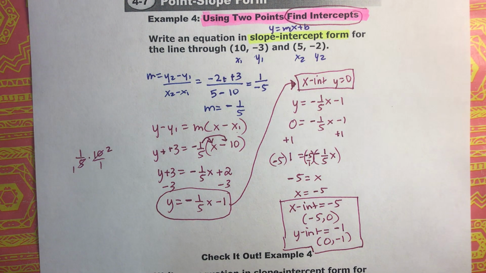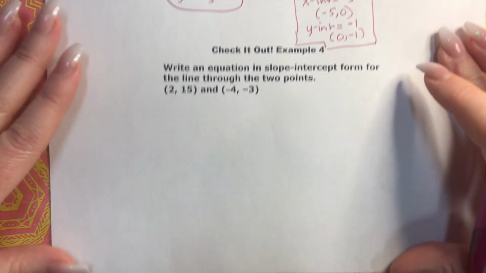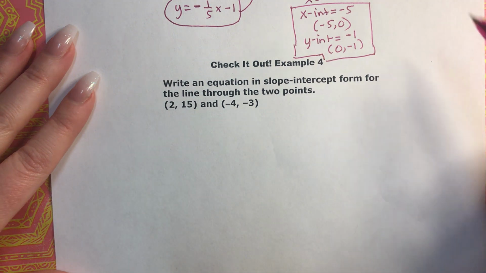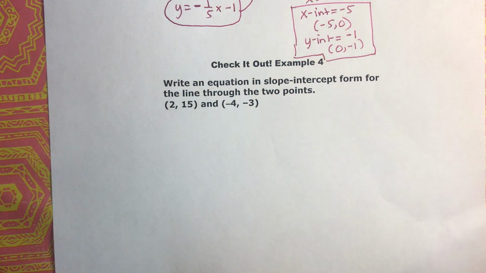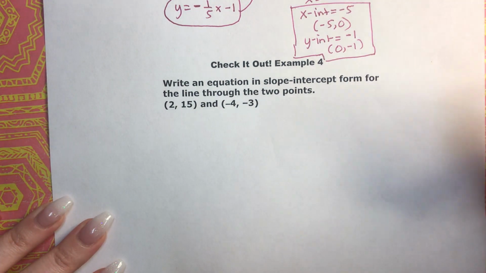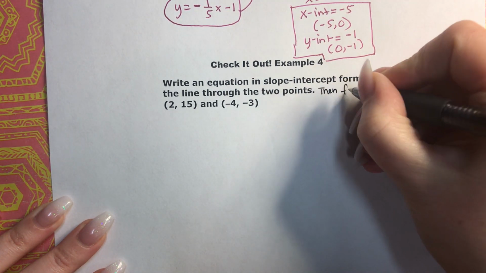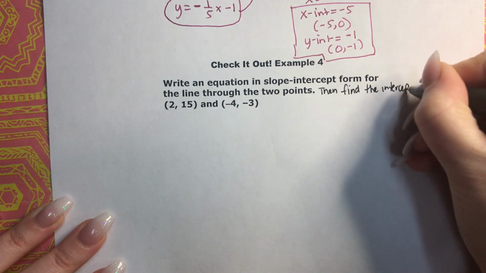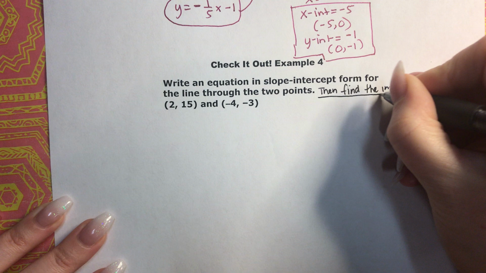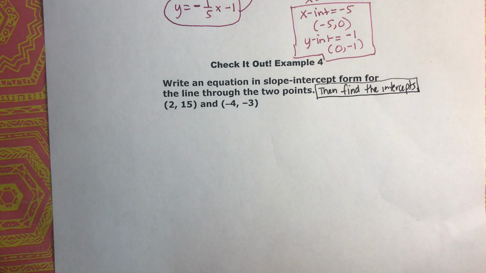2 points. All right? So now it is your turn to do the same thing. Check it out, example 4. You're going to write an equation in slope-intercept form for the line through 2 points. And what this is missing is that you write this in, and then find the intercepts. Okay, so just add that. That's supposed to be there, and it's not.